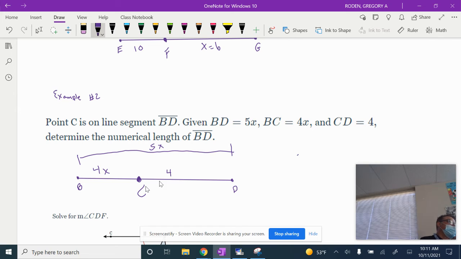Now remember, segment addition postulate says the parts equal the whole, right? So what are the two parts that we could add together, Tess? What is the expression or measure of BC? 4x plus, we can add, what is the measure of CD? And what is the whole? What is that going to equal? 5x. Very good. So this is reviewing variables on both sides of the equation, correct?